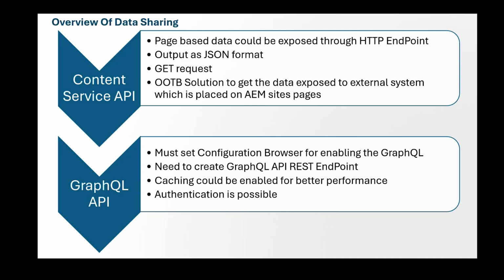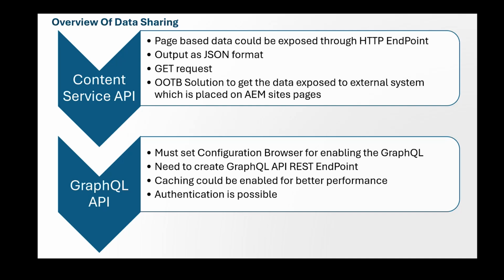When we are talking about content service API, that is based on the page, AEM website page, where you are placing all the content which are part of the content fragment and will be available to external system through the endpoint. The data will be exposed in form of JSON, and it will always be a GET call. This is one of the out-of-the-box solutions to share the data with external system, and the structure will be based on the placement of content on your web page.